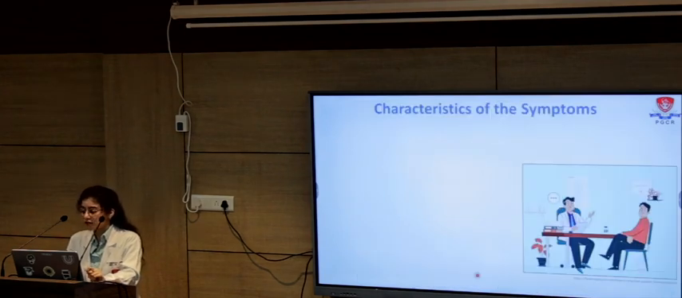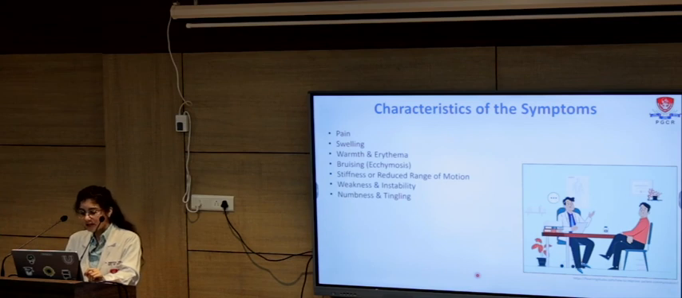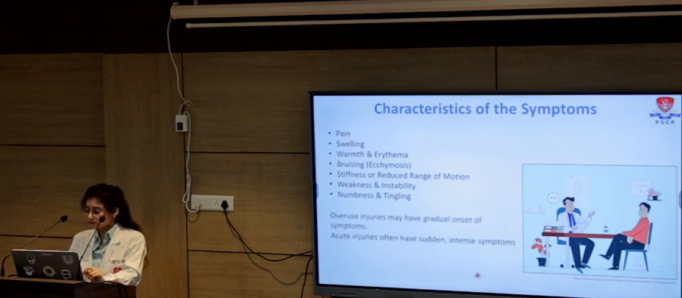Common symptoms in sports injury vary depending on the type and severity of the injury, but the most frequently encountered symptoms include pain, swelling, warmth and erythema, bruising, stiffness or reduced range of motion, weakness and instability, numbness and tingling. Overuse injuries like tendinitis or stress fracture may have gradual onset of symptoms, whereas acute injuries like sprain, fractures, or dislocation may have sudden, intense symptoms.